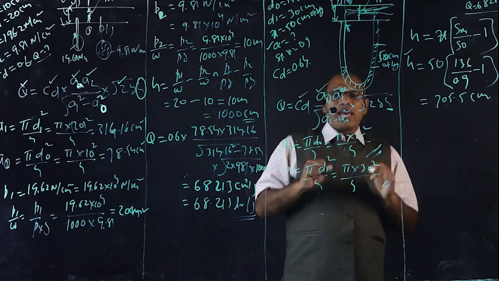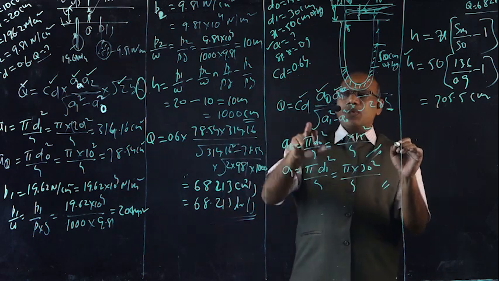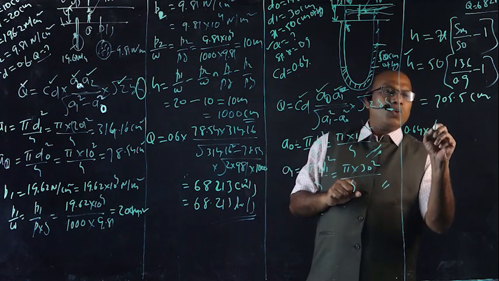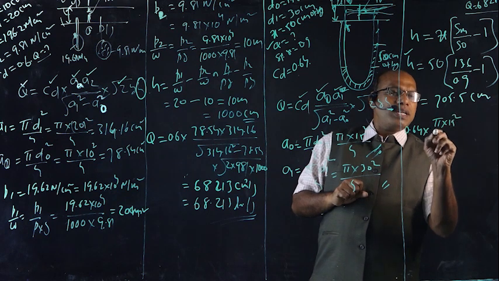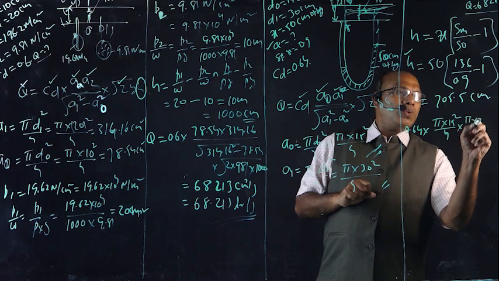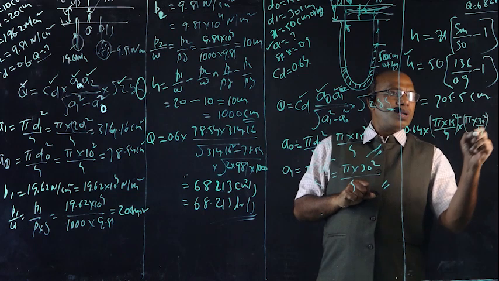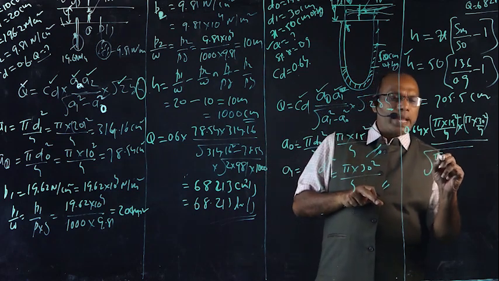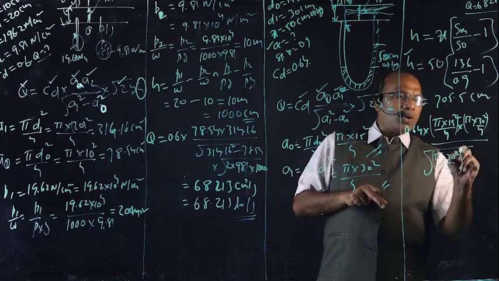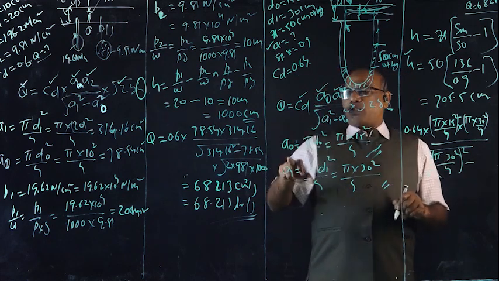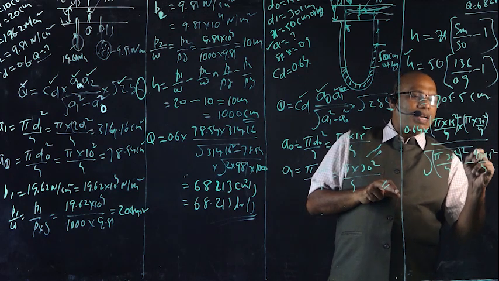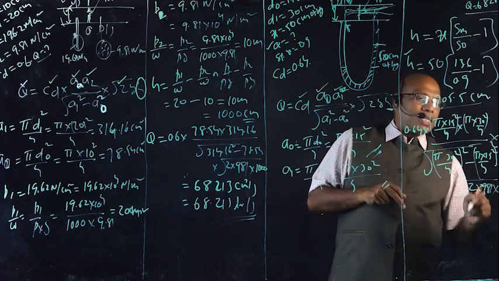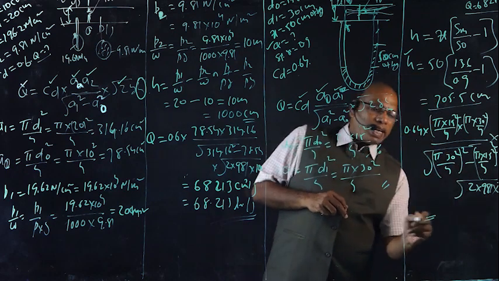Now we are going to substitute all the known values. So finally we have the discharge Q. Right, discharge Q is equal to CD, that is 0.64, into pi into 15 square divided by 4, into pi into 30 square divided by 4, divided by square root of A1 square, that is pi 30 square divided by 4 whole square, minus A0 square, where A0 is pi into 15 square divided by 4 whole square, into root 2 into 981 into H, already determined, that is 705.5.